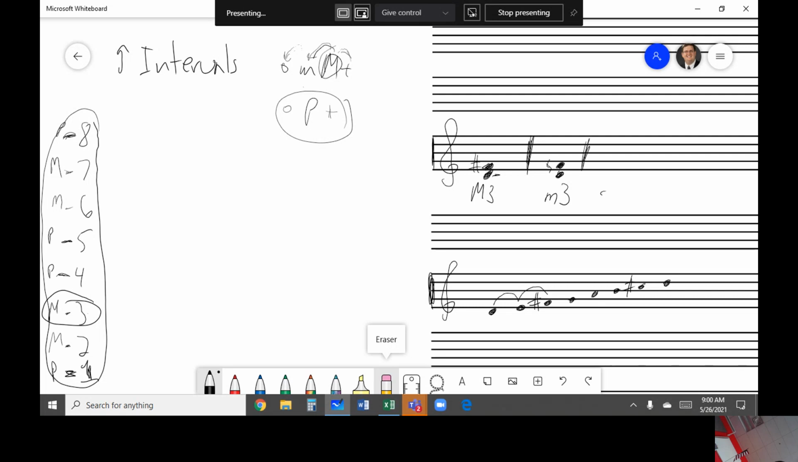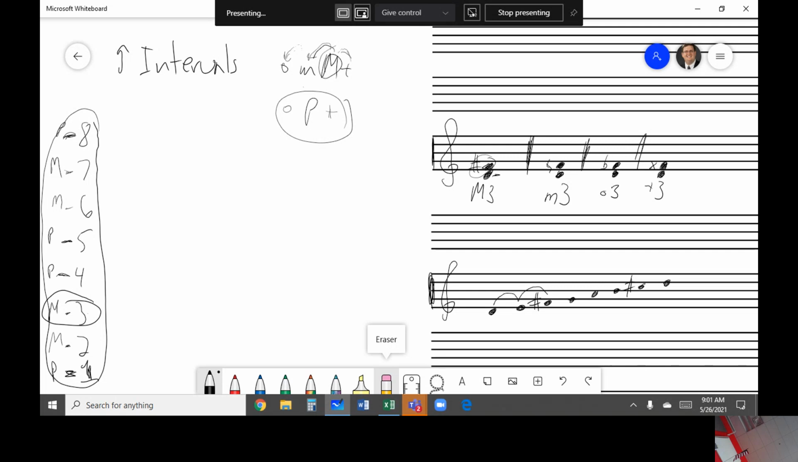If I were to ask you for a diminished third above D, you would take F sharp and lower it twice, F natural, F flat. If I were to ask you for an augmented third above D, you would take F sharp and raise it a half step to F double sharp.